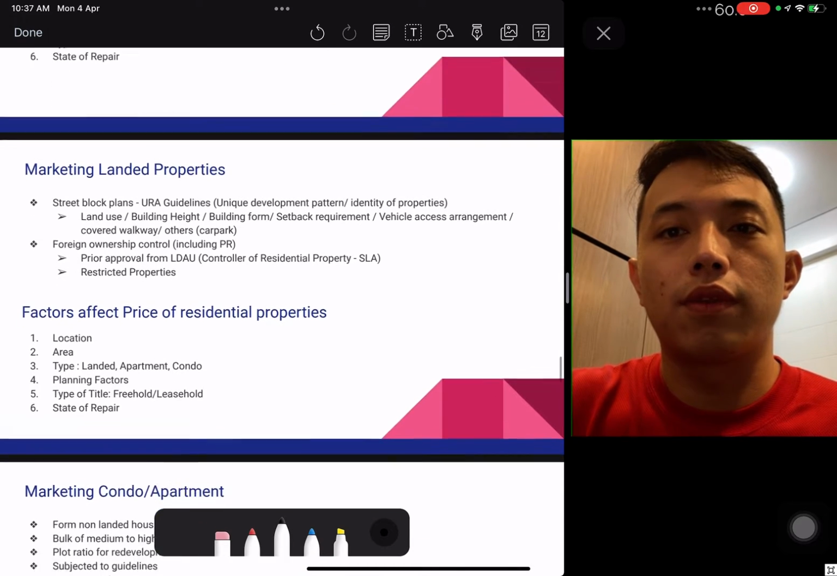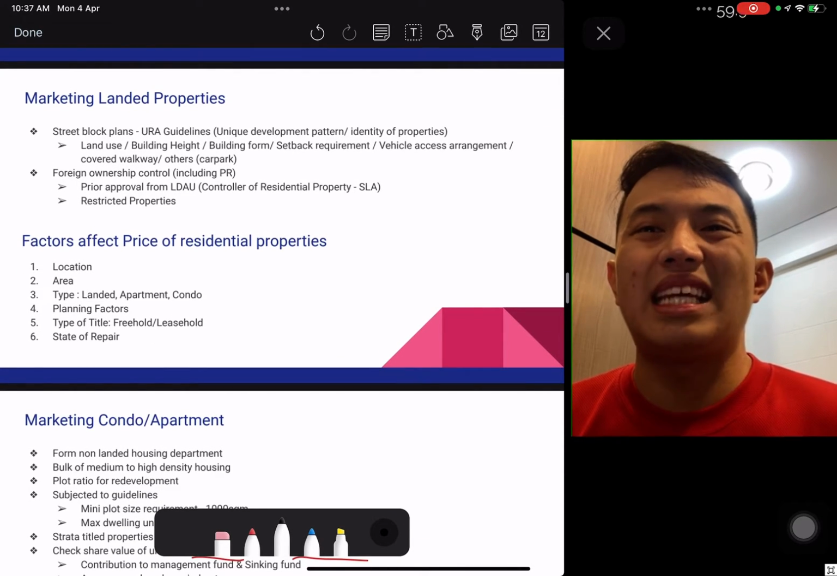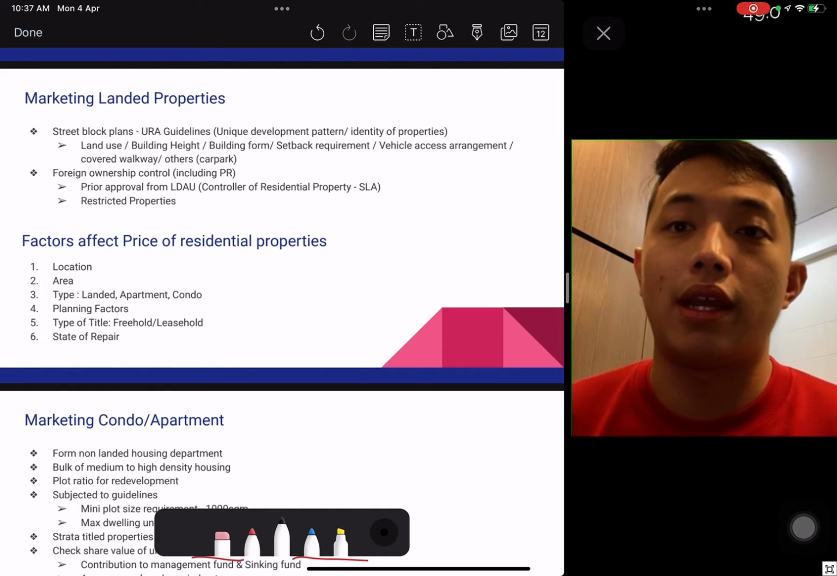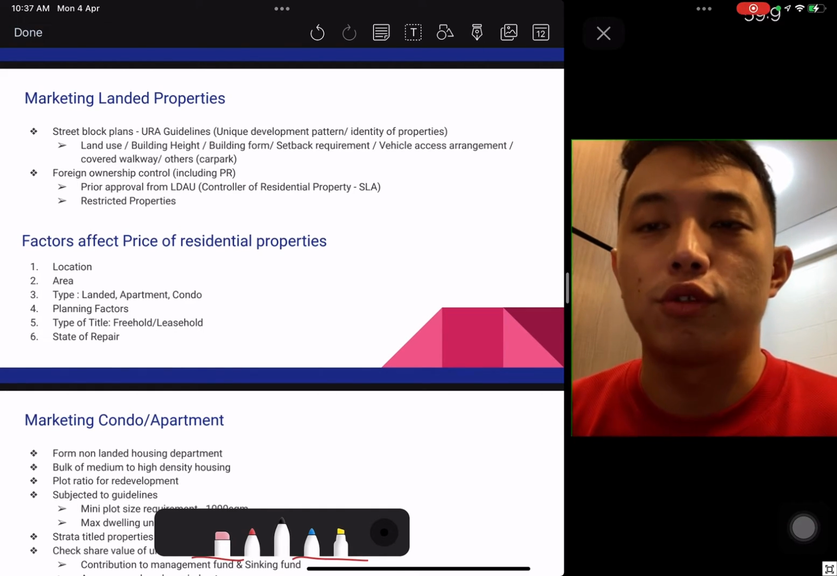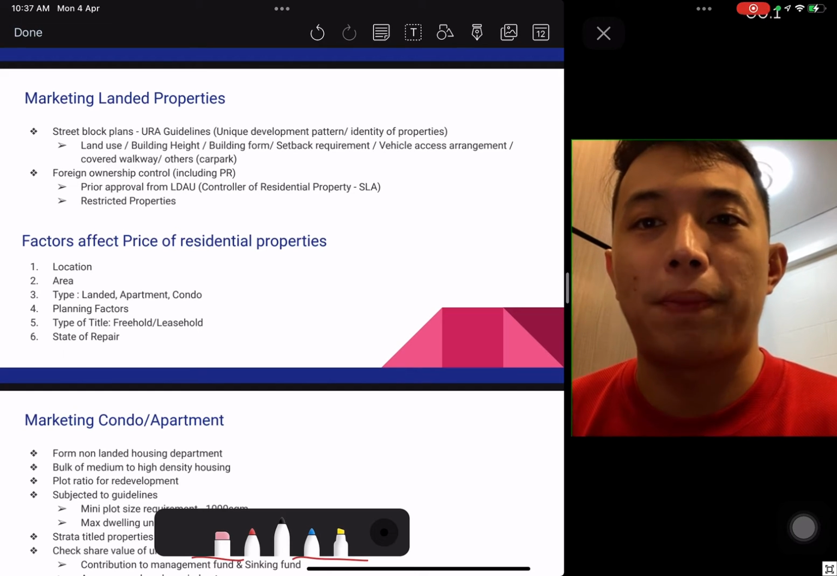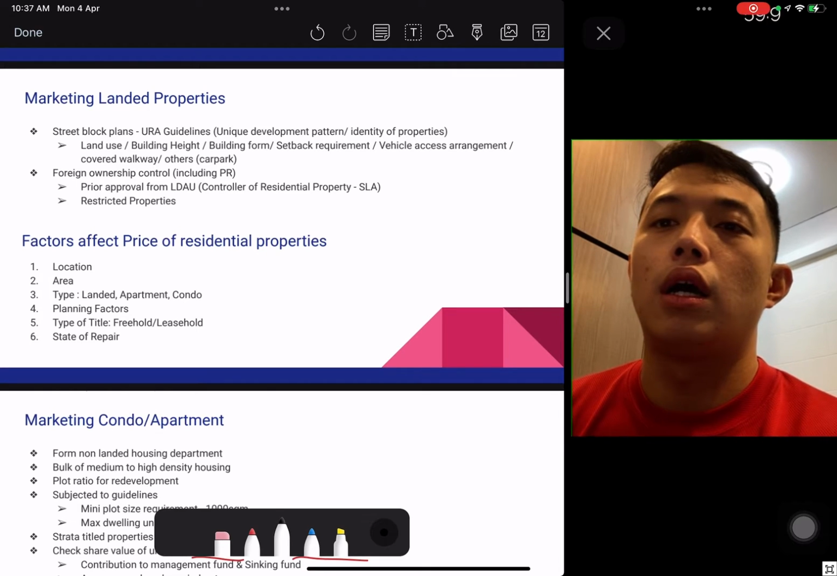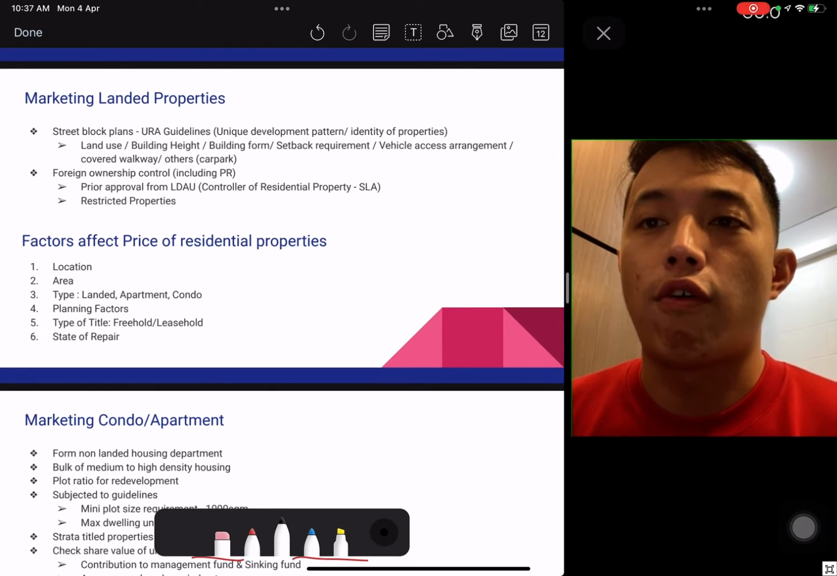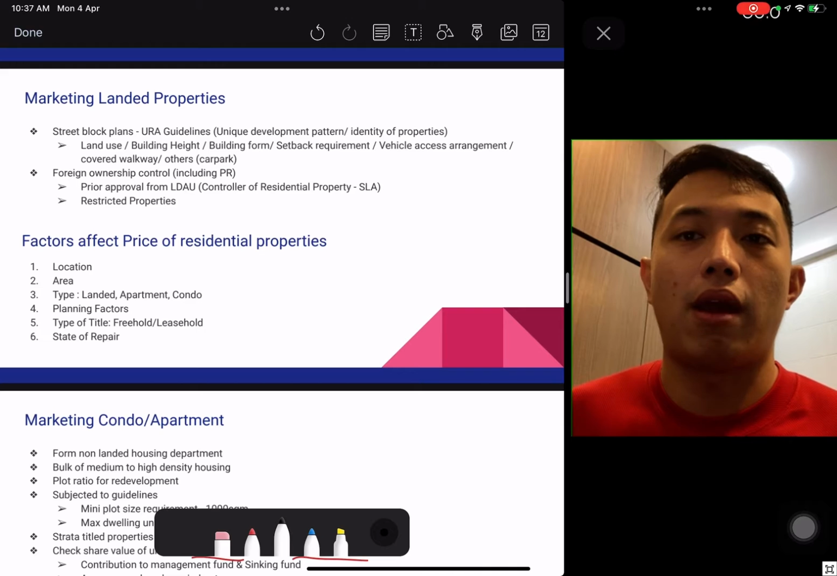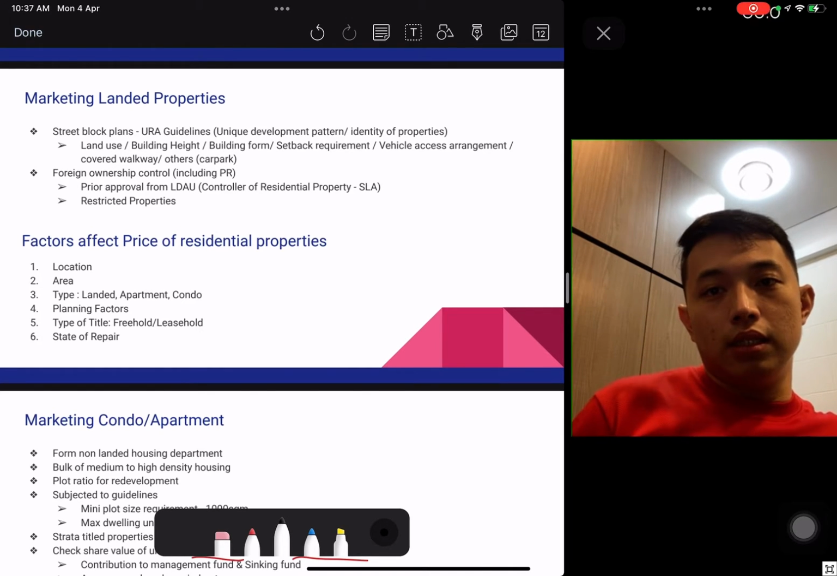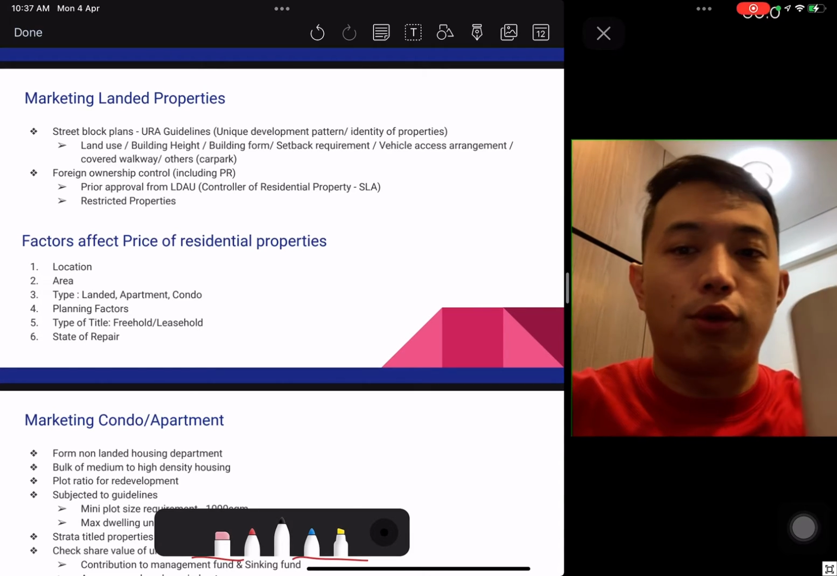So carry on. For marketing landed property, take note of the strict block plans under URA and the foreign ownership control, including PR. PR are considered foreigners, so they will need LDAU approval from the controller of residential property from RSLA, and these are considered restricted property. The price affecting the residential property, I'm not going to go through this again.